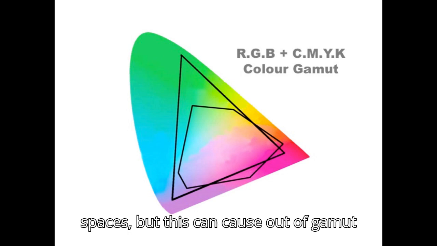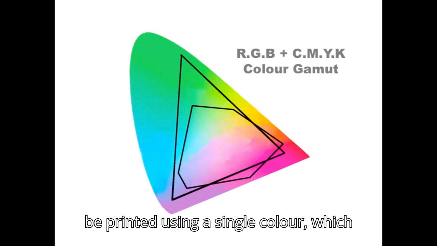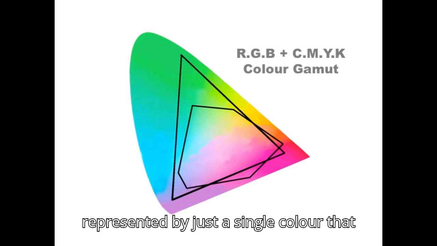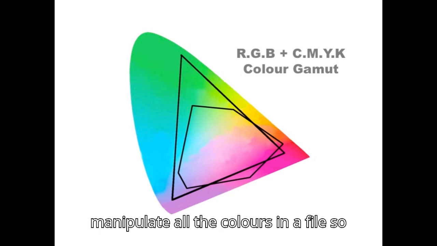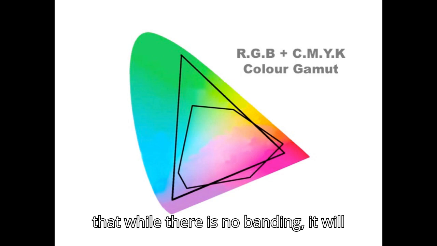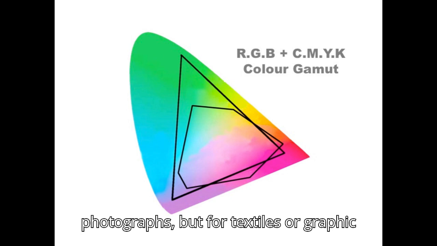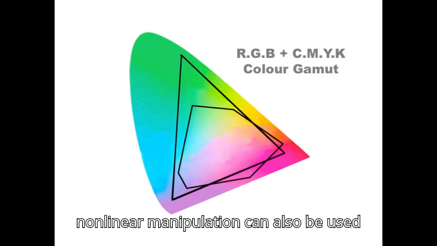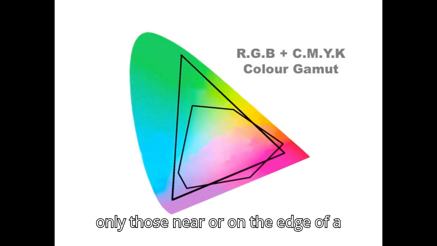It can lock the colour spaces, but this can cause out-of-gamut colours on the edge of a colour space to be printed using a single colour, which can cause subtle shading to be represented by just a single colour that can cause banding. Alternatively, it can manipulate all the colours in a file so that while there is no banding, it will alter all the colours in the design. This approach tends to be good for photographs, but for textile or graphic design where particular colours are critical, it can cause problems. A nonlinear manipulation can also be used that will not alter all the colours, but only those near or on the edge of a colour space.